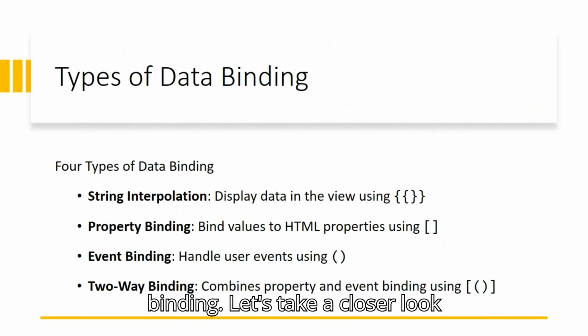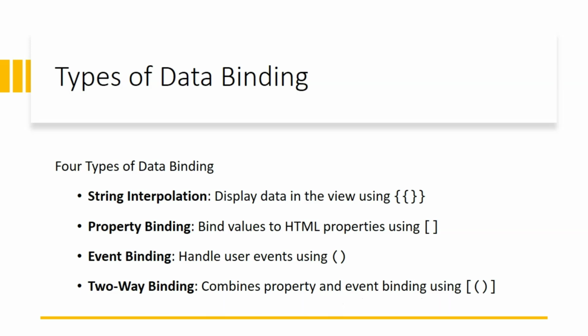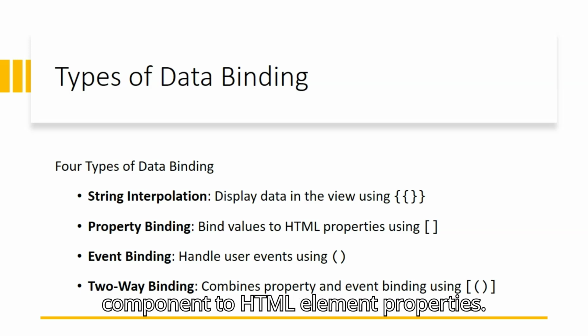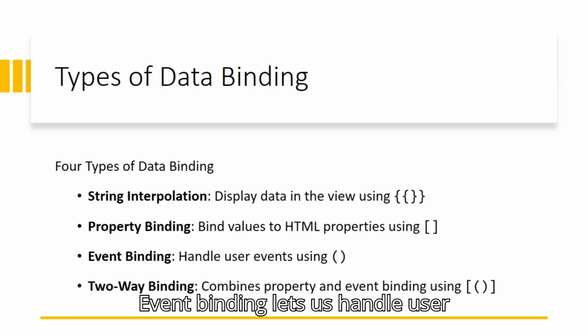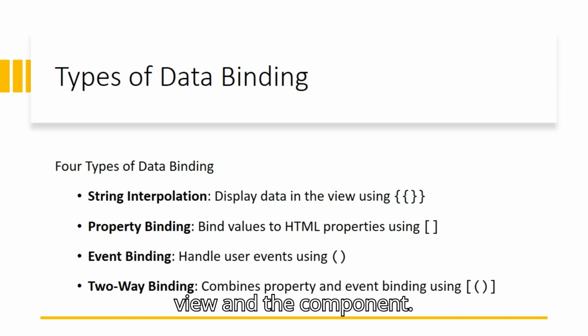Types of data binding. Let's take a closer look at each type of data binding. String interpolation allows us to display data in the view using double curly braces. Property binding binds values from the component to HTML element properties. Event binding lets us handle user input events like clicks. Lastly, two-way binding allows for real-time synchronization between the view and the component.